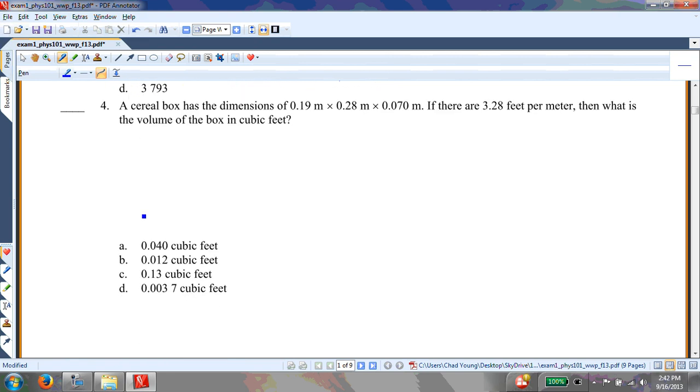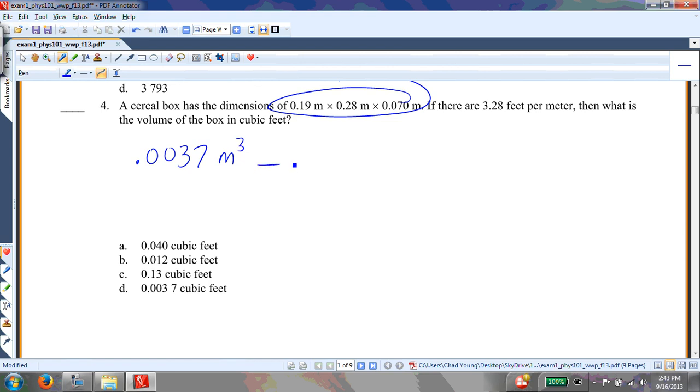Cereal box has these dimensions. If there are 3.2 feet per meter, what is the volume of the box in cubic feet? So I have 0.19 times 0.28 times 0.07. If I do that operation, I get 0.0037, that's cubic meters, and that's keeping the lowest number of sig figs. They all have 2 sig figs, so I'll just keep 2 sig figs.